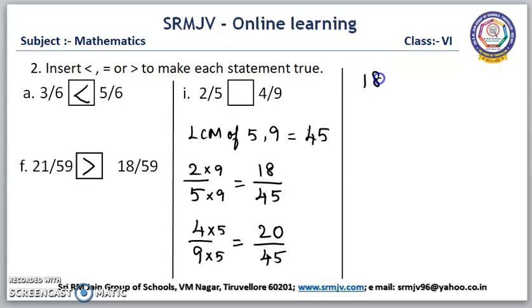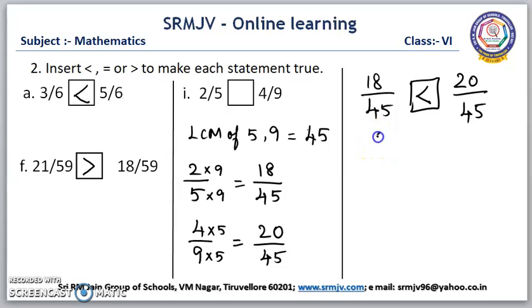The first fraction is 18 by 45. Then the second fraction 20 by 45. Now which is greater? We have to compare the numerators. So 20 is greater. So the fraction 4 by 9 is greater. Is it clear, children? Shall we go to the next one?